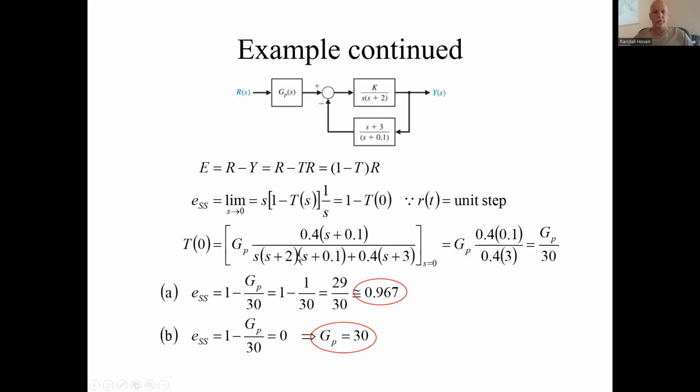What is t sub 0? Getting zeros for all these s's, and you get a simplified thing. This is going to be g sub p over 30. Or actually, 1 minus that is the steady state error. This is t sub 0, so the error is 1 minus that. So this is the steady state error. Excuse me, 0.976, 29 over 30. And we could make it 0, that was part B of the problem, by making g sub p equal 30. We get 1 minus 1.